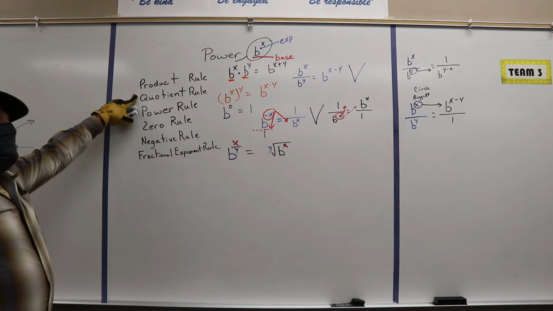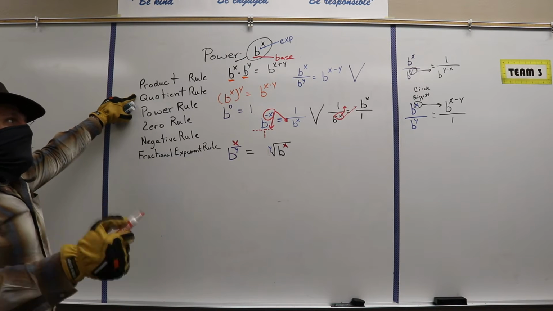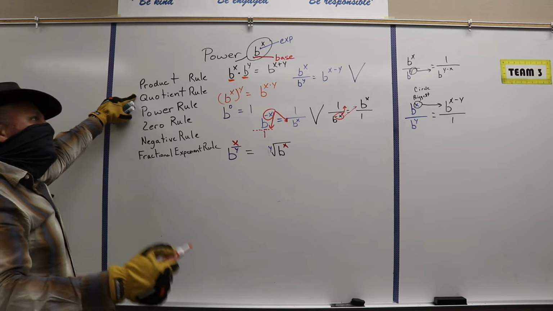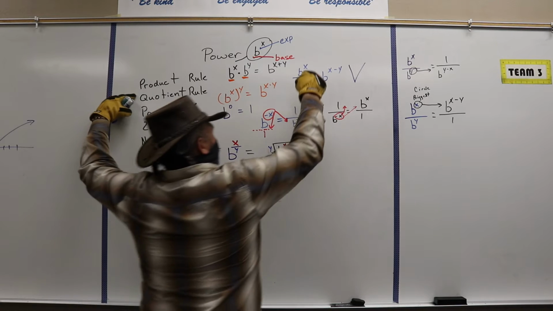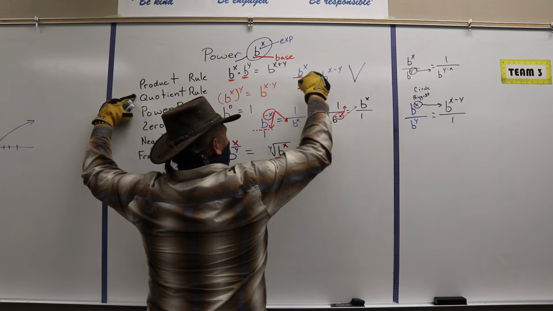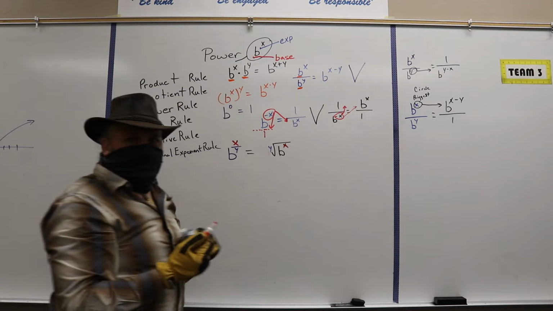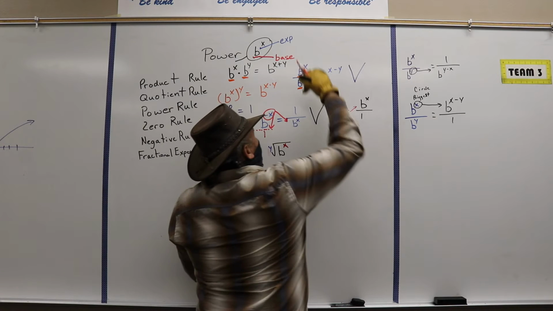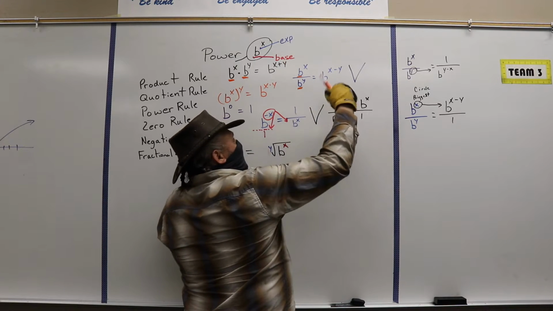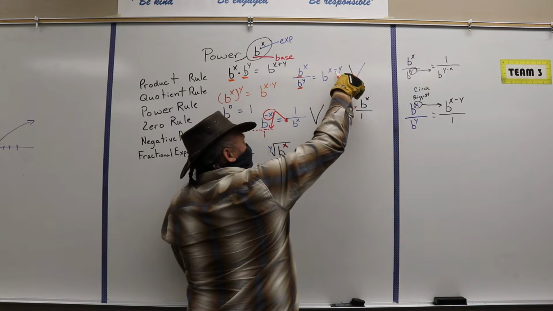Now the quotient rule states, hey, if I have two powers with the same base, then I can subtract the exponents, right? And so b to the x over b to the y is equal to b to the x minus y.